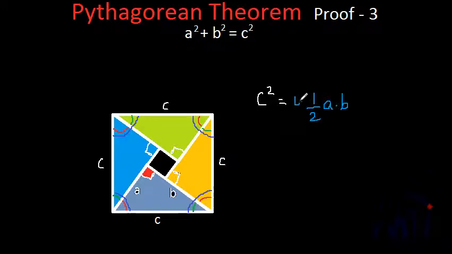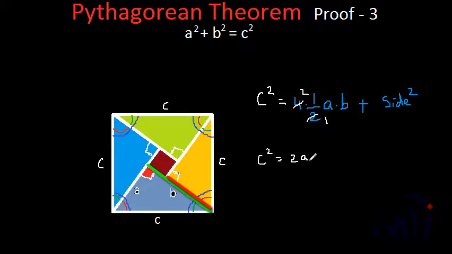And we have four such triangles, plus the area of this square. The area of that square will be side square. What is the length of each side of the square? See, this longer side is B and the smaller side is A. That means each side of this smaller square is actually B minus A. So from here we can write C square is equal to 2 1s are 2, 2 2s are 4, 2ab plus b minus a whole square, right?